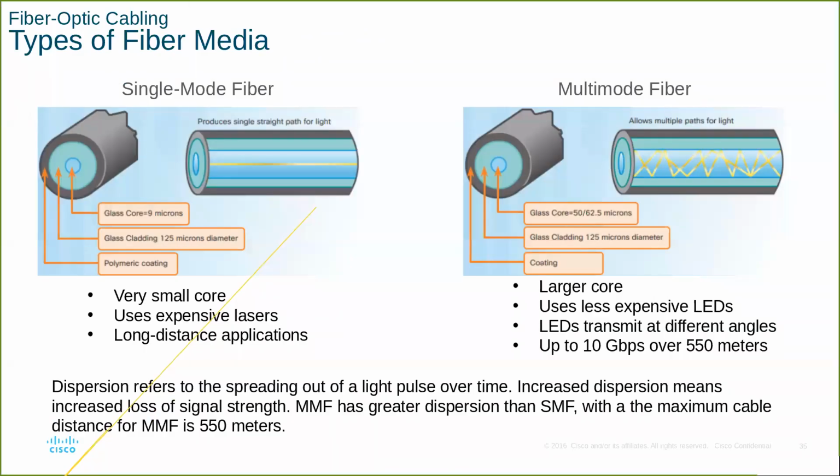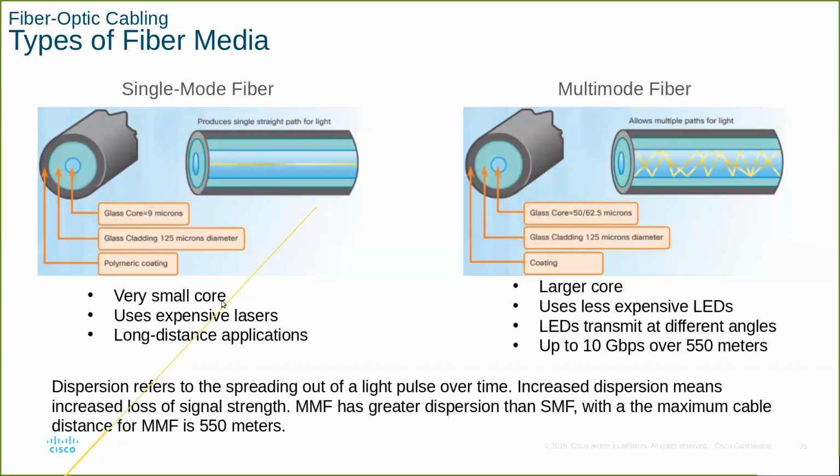So you have two types of fiber cables: single mode fiber and multi-mode fiber. Single mode fiber has a very small core. You can see the diagram here, with the core inside. The single mode fiber has a small core, while the multi-mode fiber has a larger core.